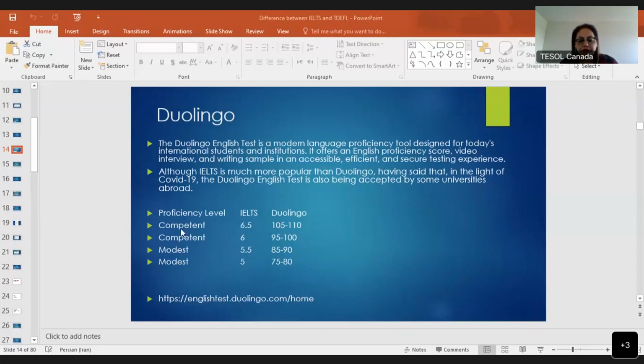So comparing, like, 105, 110 equals 6.5 IELTS. And 6 is like 95 to 100 Duolingo. 5.5 is about 85 to 90.